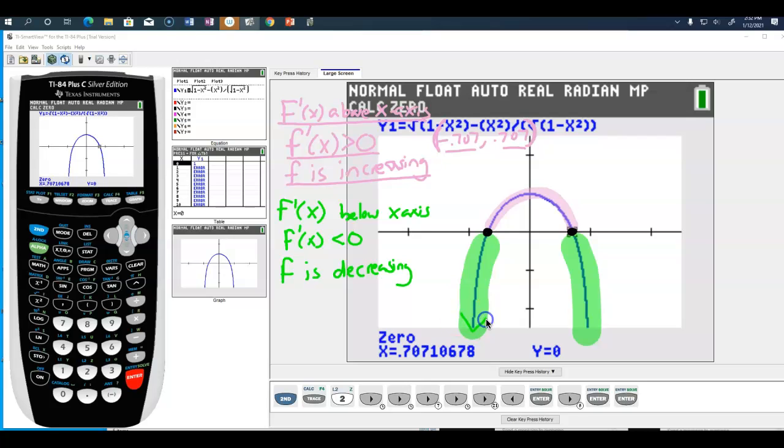Now, where is it decreasing? Well, we can assume it just kind of keeps going down on the left and right side. So from negative infinity all the way up to negative 0.707, it's decreasing. And also from positive 0.707 on the right off into infinity on the right. So there's your two possibilities there. So that's how you can use a graphing calculator to find your intervals of increase and intervals of decrease.